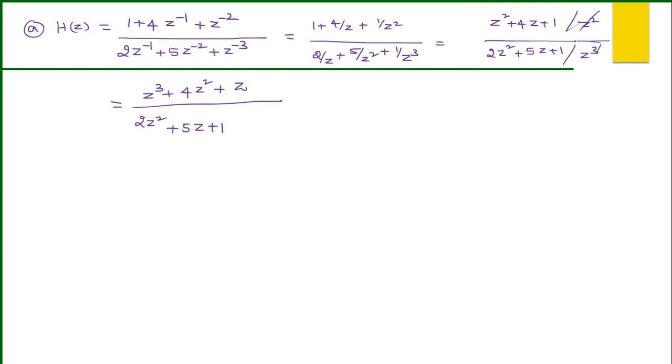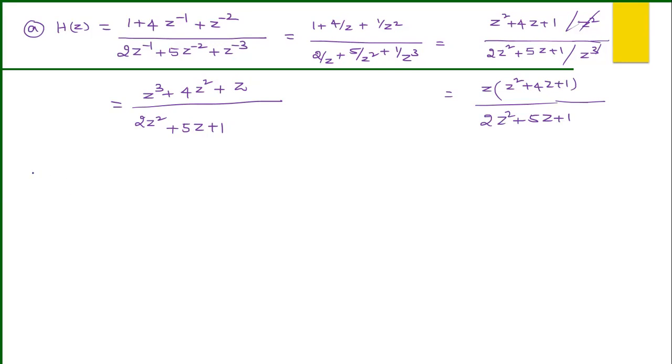Z square cancels, and 1 z will be there, which goes to the numerator. So it becomes z into z square plus 4z plus 1, divided by 2z square plus 5z plus 1. Now you see that this is z into z square, that is z cube, plus 4z square plus z.